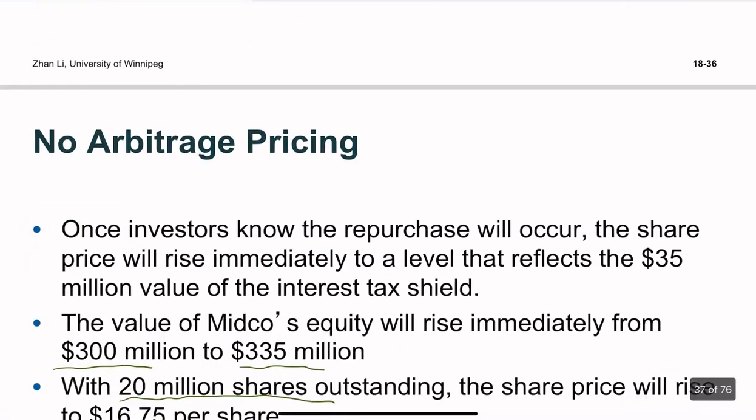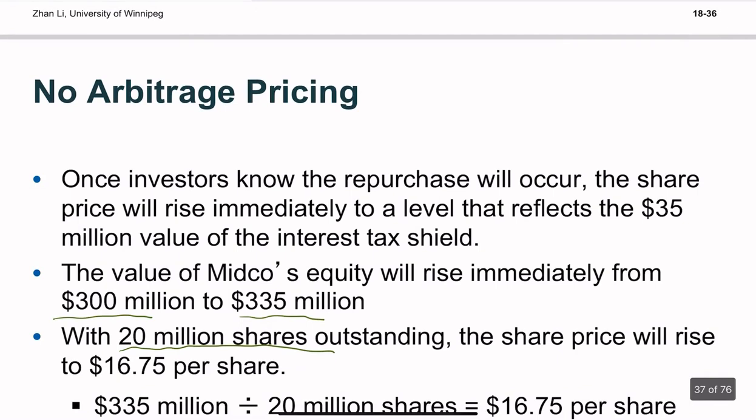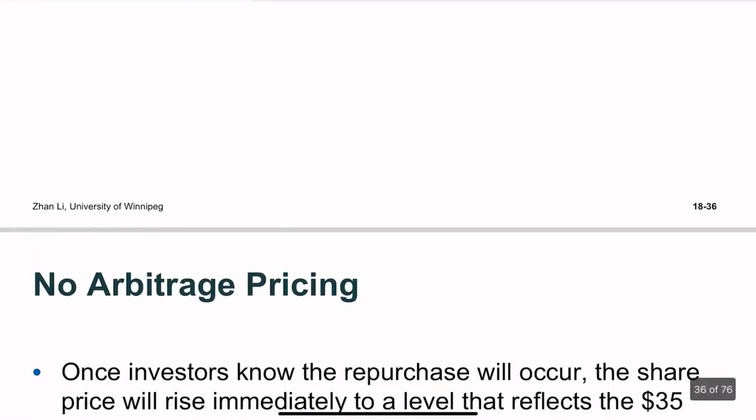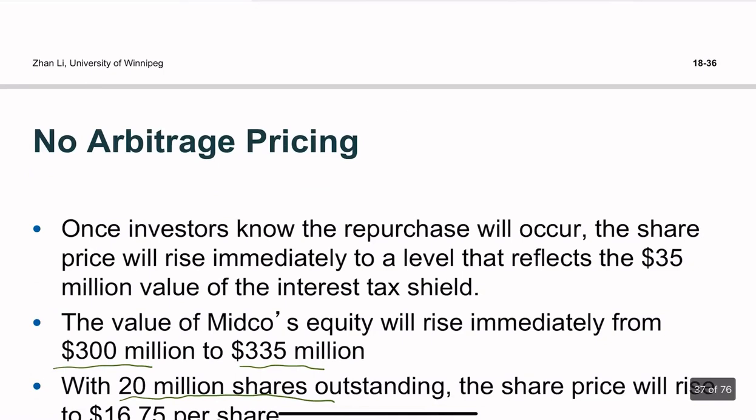So let's see the correct process here. The correct process is you understand the firm's value will increase from $300 million to $335 million. And you know there are 20 million shares. So this solves the correct answer. Very simple, right? The key here is you have to understand all original shareholders will enjoy this increase in firm's value, right?